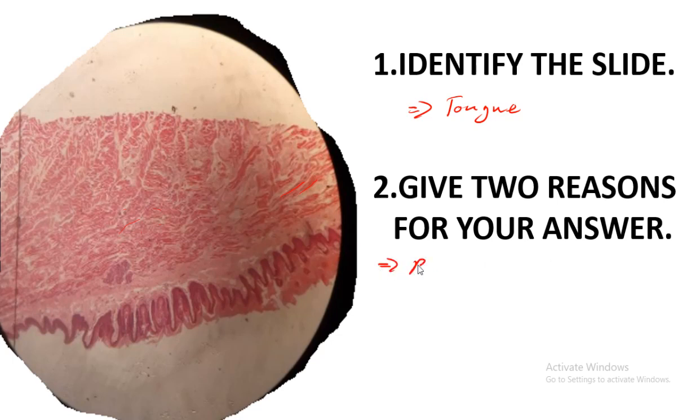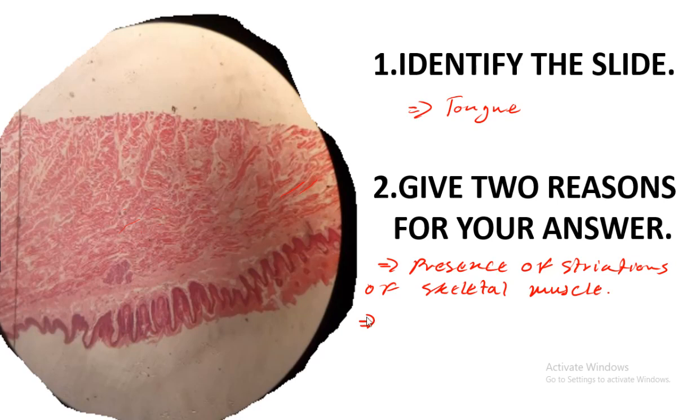The first reason we can give is the presence of striation of skeletal muscles. You need to take note that the tongue has some skeletal muscles, and these skeletal muscles are surrounded by the connective tissue. Okay, so you can talk of that, and then you can talk of some blood capillaries which have been surrounded by the cells called the pericytes. Blood capillaries surrounded by the cells called the pericytes.